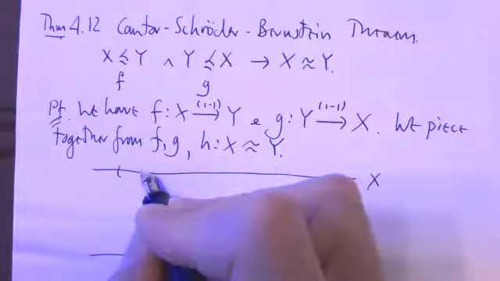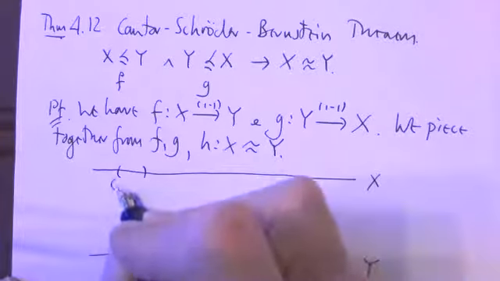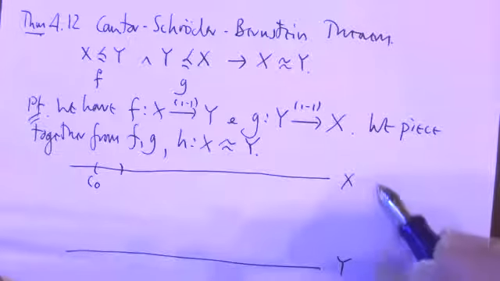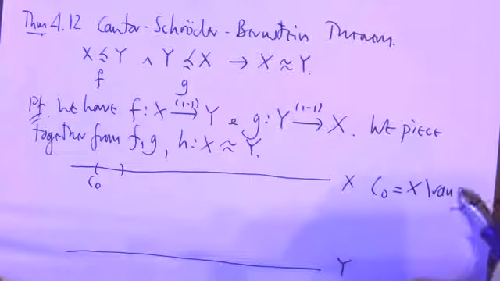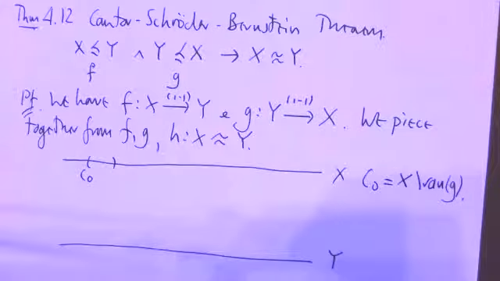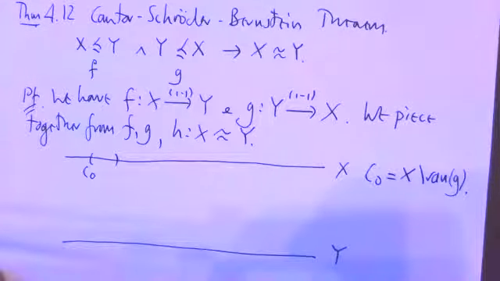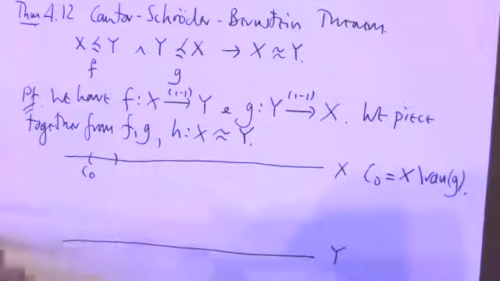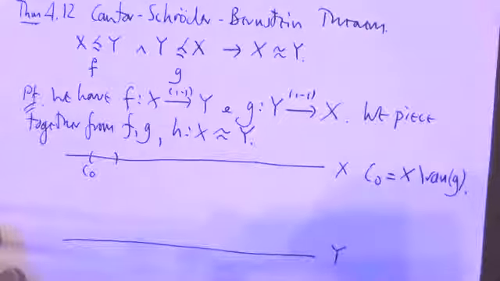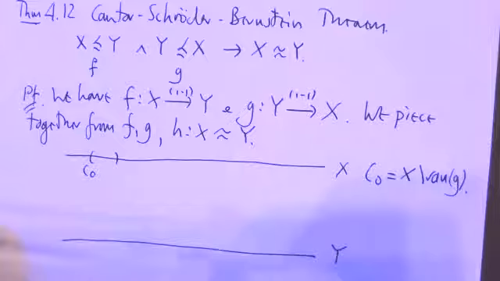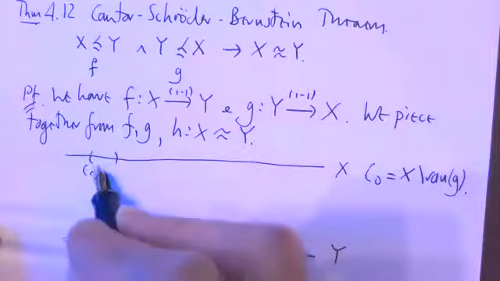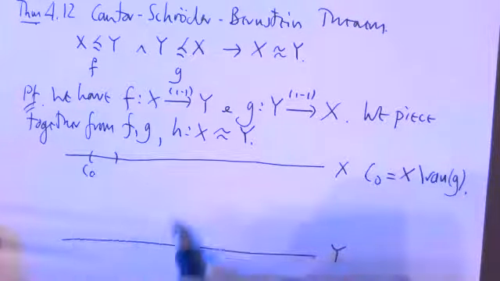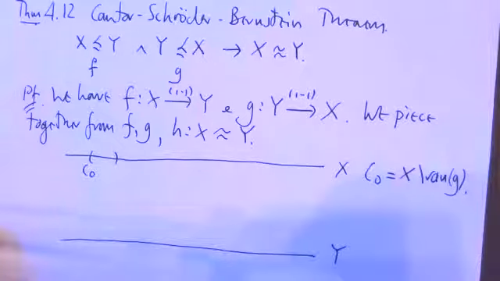So we're going to define here C0. So C0 will be x minus the range of g. C0 is the bit that stops g from being a bijection. And I've just drawn it small so as to give myself some room over here. So this is x minus the range of g. And then what we're going to do is take this, which I've drawn as an interval, and just bounce it backwards and forwards, up and down between these two here.